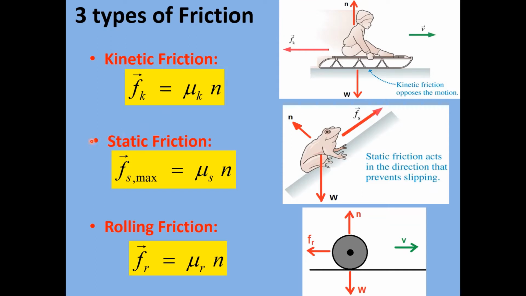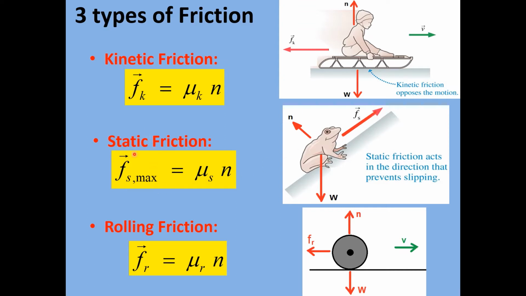The second type of friction that we're going to look at is called static friction. Static friction prevents something from slipping. So our frog on the sloped surface here would normally slide down if it was slippery, but because of static friction, it holds the frog up. The static friction points in the direction opposite to the direction that the frog would slip. So the frog would slip down and to the left. He doesn't because there's static friction pointing up and to the right.